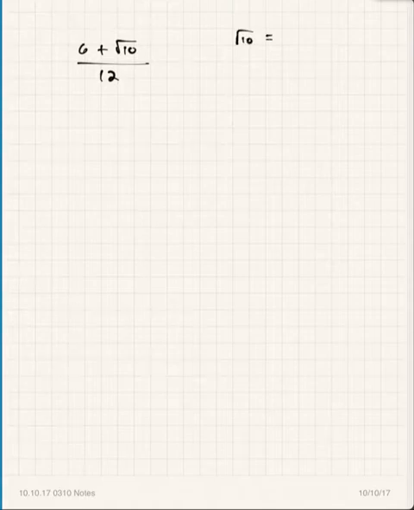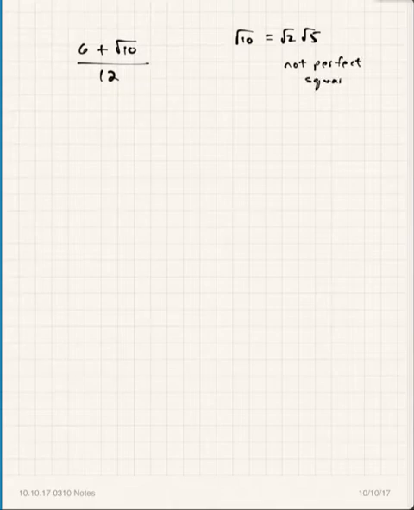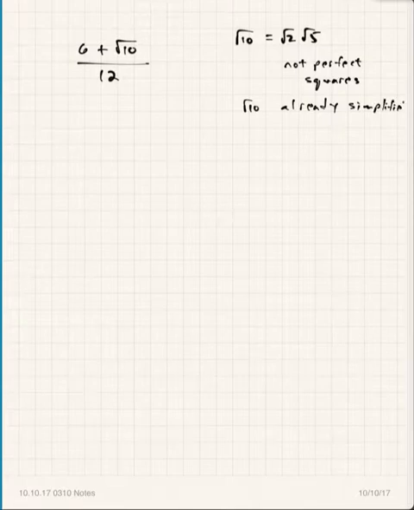Let me write that down again. You have 6 plus square root of 10 over 12. The only way to break up square root of 10 is the square root of 2 times the square root of 5. But neither 2 nor 5 is a perfect square, and so you can't simplify it. Square root of 10 is already simplified. There's nothing you can do to make it simpler, because all the factors of 10 are not perfect squares.